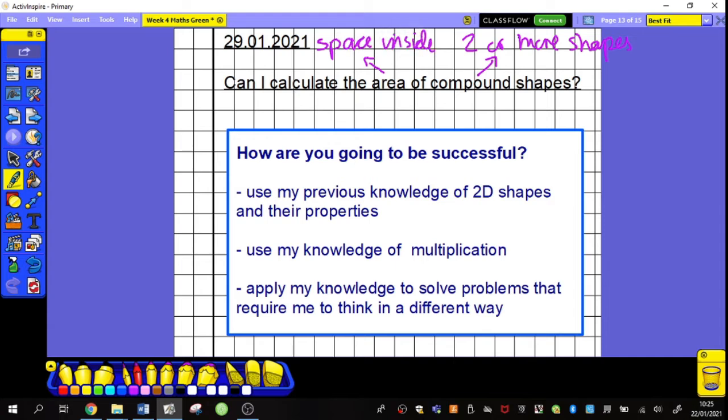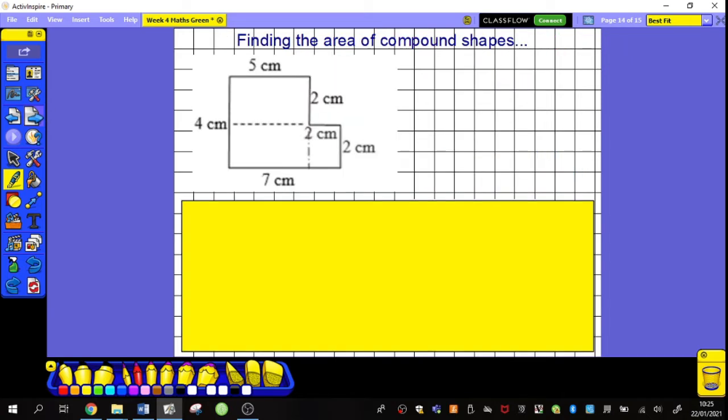a 2D shape. So to be successful, you're going to be using your previous knowledge of the 2D shapes and their properties, again your knowledge of multiplication, and you're going to apply that knowledge to solve problems, and some problems that also require you to think slightly differently. So, finding the area of compound shapes.